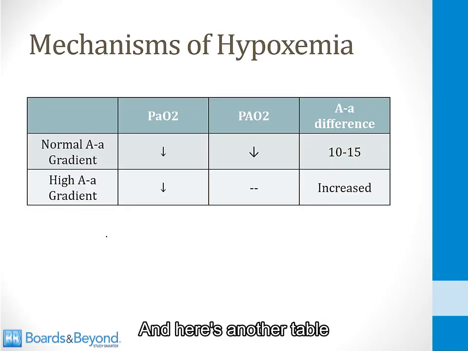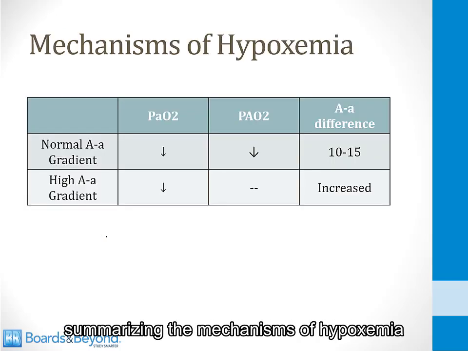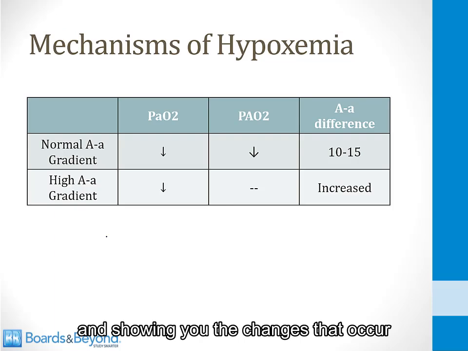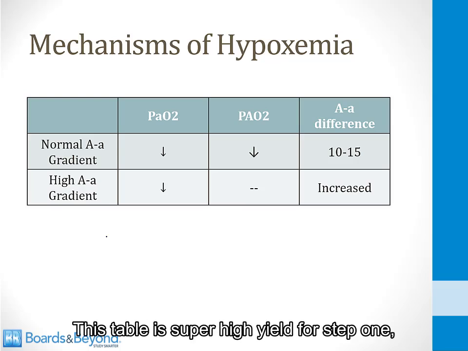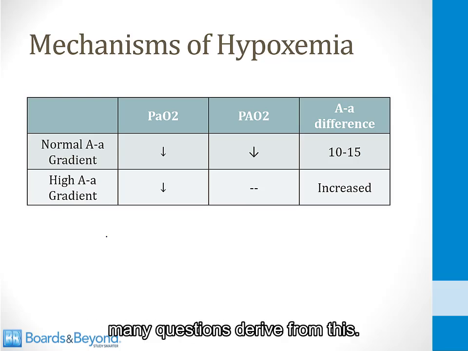And here's another table summarizing the mechanisms of hypoxemia and showing you the changes that occur in the arterial oxygen content and the alveolar oxygen content. This table is super high yield for Step 1. Many questions derive from this.